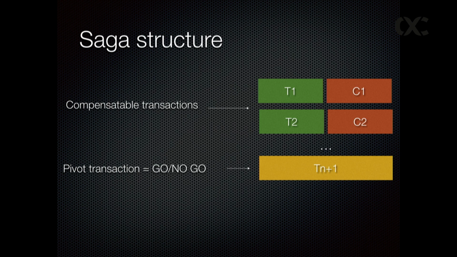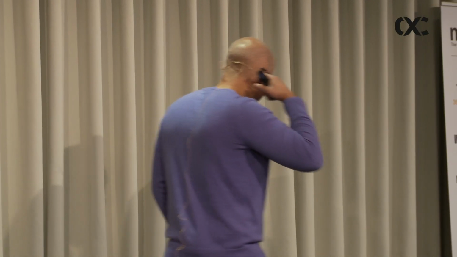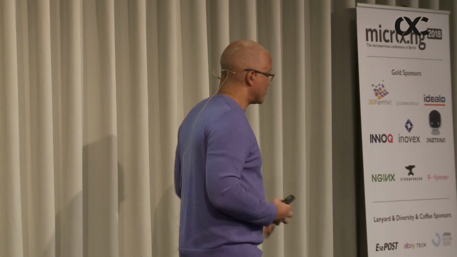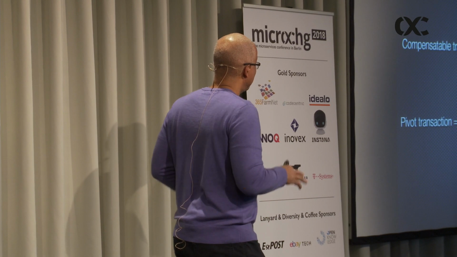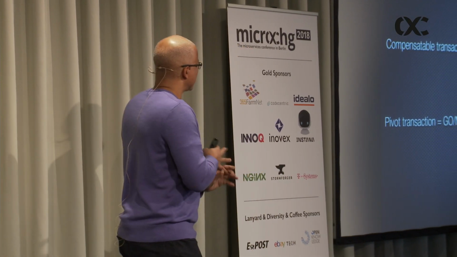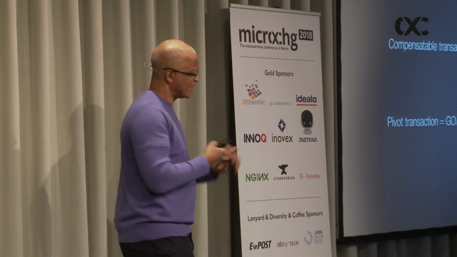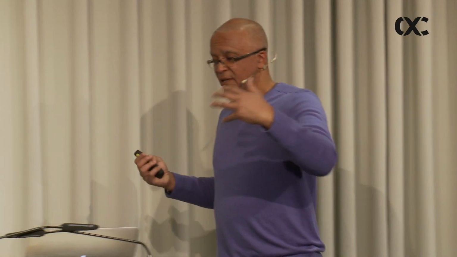the compensating transactions. So if you think about banking, in a simplistic model, you can always credit an account. That's something that can always be done. But a pivot transaction would be something like debiting the account, in the sense that it might not succeed because the balance can't go negative. So credit and debit have slightly different properties.